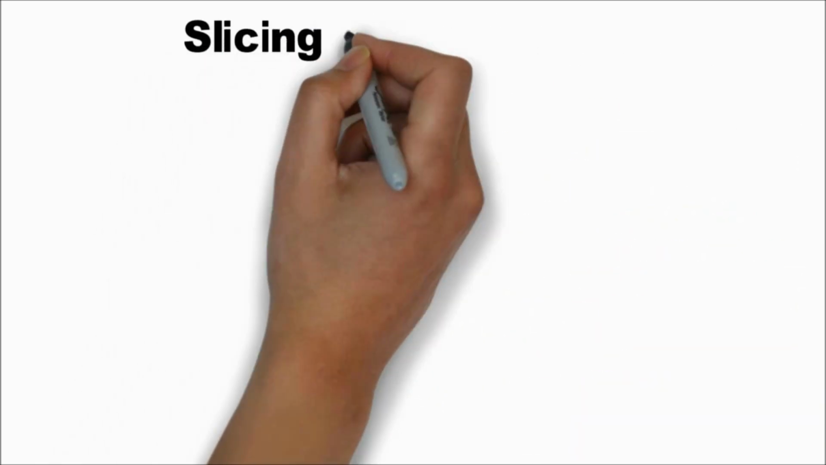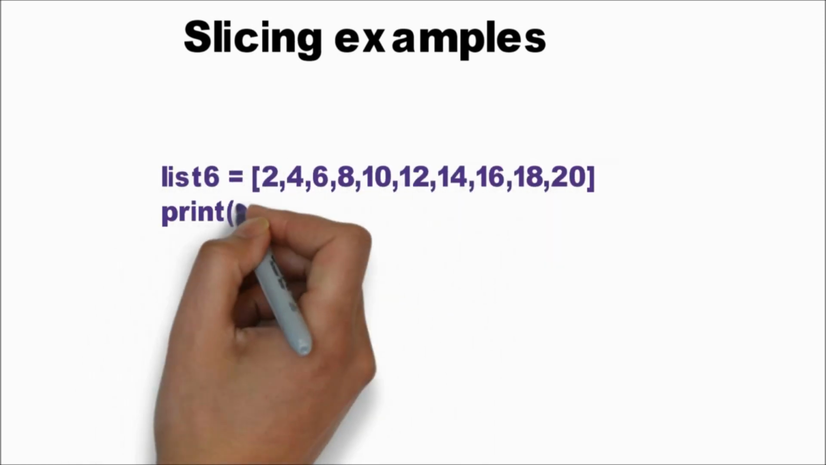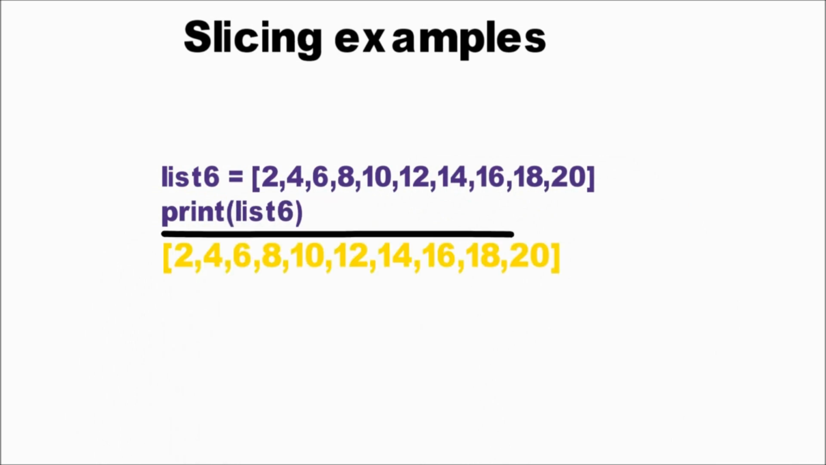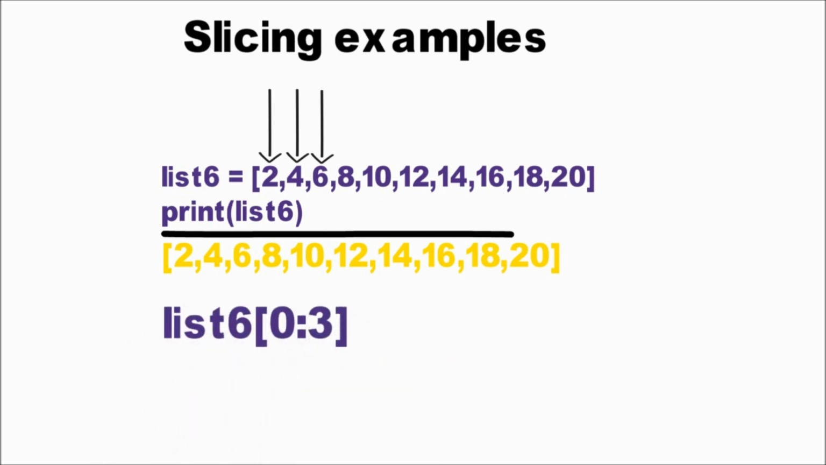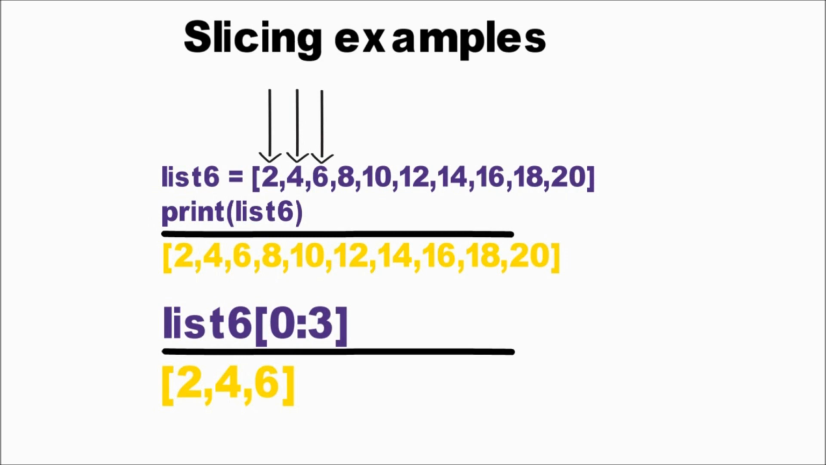Next, let's look at slicing examples. Slicing basically helps in fetching a specific portion of our list. This can be achieved by passing the starting and end index. Let's create our list: 2, 4, 6, 8, 10, 12, 14, 16, 18 and 20. Let's say we want to get the first 3 elements from the list. To fetch this, we can write list6 of 0:3. Basically 0:3 will fetch the items with index 0, 1 and 2, which are nothing but the values 2, 4 and 6. Please note that it does not fetch the item with index 3 even though we have specified 3 in the square braces.